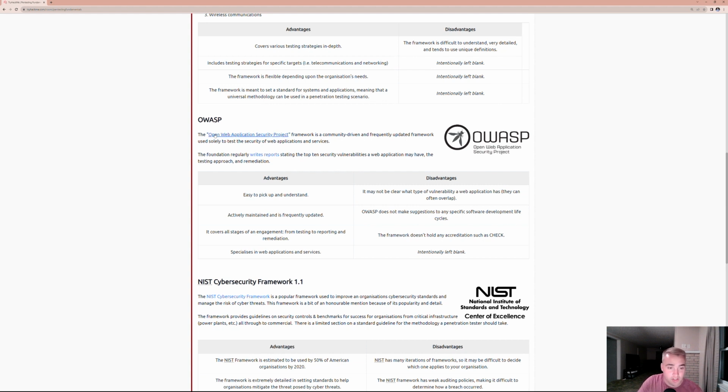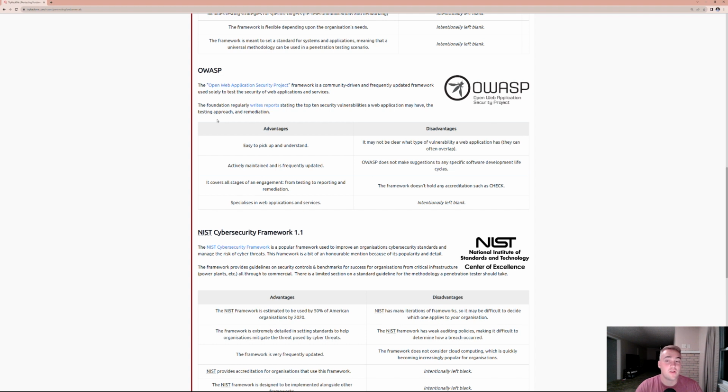OWASP is the Open Web Application Security Project. This is a community-driven and frequently updated framework used solely to test the security of web applications and services. This is extremely useful. If you're interested in penetration testing at all, you're really going to want to take note of OWASP. It should be something that you're referencing regularly, and if you're using web applications, you should be checking it too. The Foundation regularly writes reports stating the top 10 security vulnerabilities a web application may have.